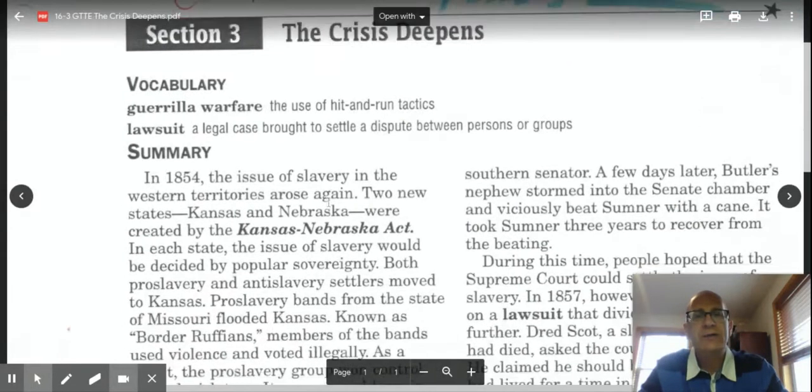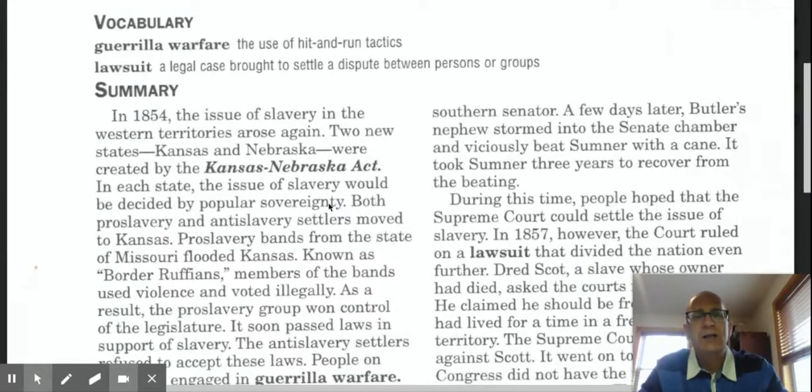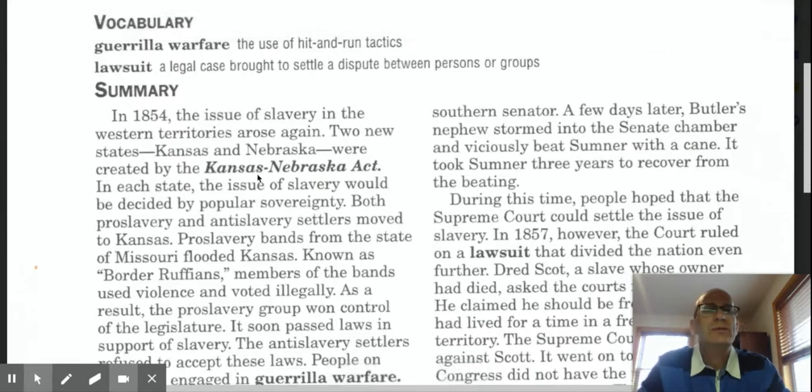Let's look at the reading first. Some of this will be familiar because we've talked a lot about this in class up to now. In 1854, the issue of slavery in the Western territories will arise again. We saw in the last section, in the Compromise of 1850 section, the issue of slavery come up with respect to slavery in the territories.